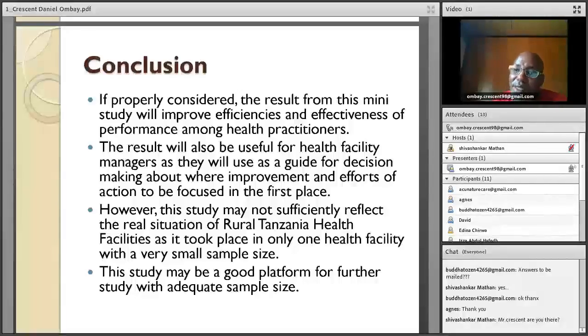However, this study may not sufficiently reflect the real situation of rural Tanzania health facilities, as it took place in only one health facility with a very small sample size. However, this study may be a good platform for further study with an adequate sample size.